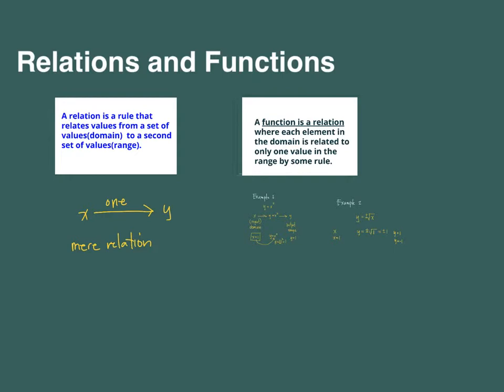So with that, if we inspect example number 1, y is equal to x squared, we can observe that every time we input a value of x, we always get a single value in the y. If I make x equals 2, then x squared will become 4, and that's a single value. If I make x equals 3, then 3 squared is 9, and that's a single value. So every x value that we input, we always get a single value in the y. So y equals x squared is an example of a function.